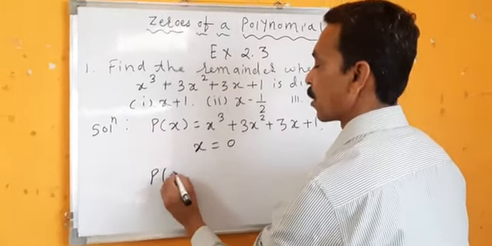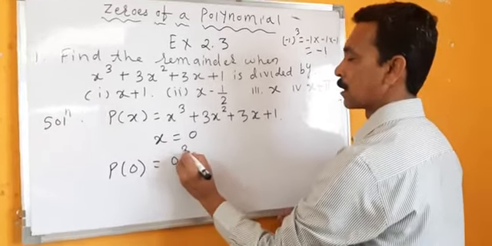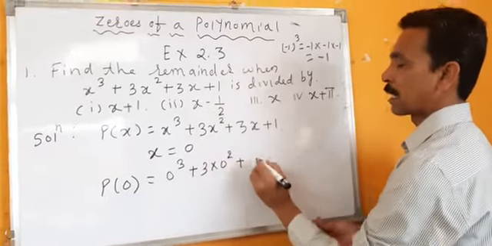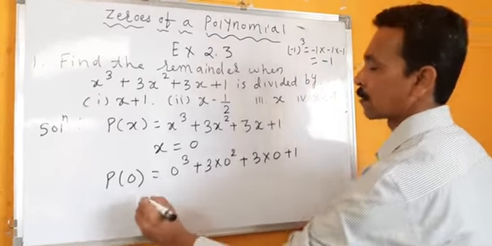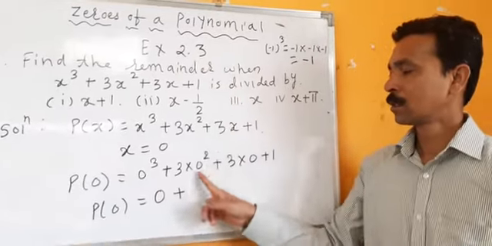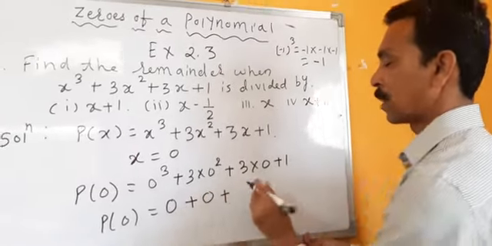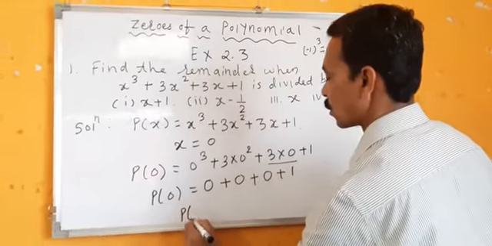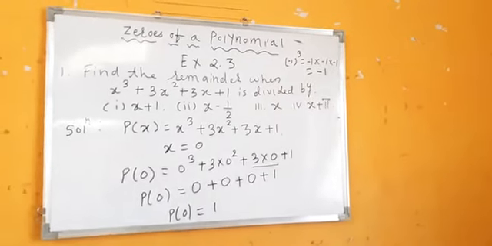Again I am repeating, straight away place the value x is equal to 0 in P of x. So it becomes P of 0. Why 0? Because the value of x is 0. x cube means 0 cube, plus 3x square means 3 into 0 square, plus 3x means 3 into 0 because the value of x is 0, plus 1. 0 cube is 0. What is 0 square? 0. So 0 into 3 is 0, plus 3 into 0 is 0, plus 1. So what is the remainder? 1. The remainder is 1. Clear?